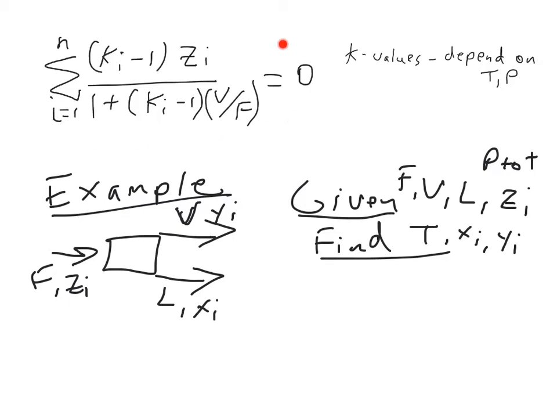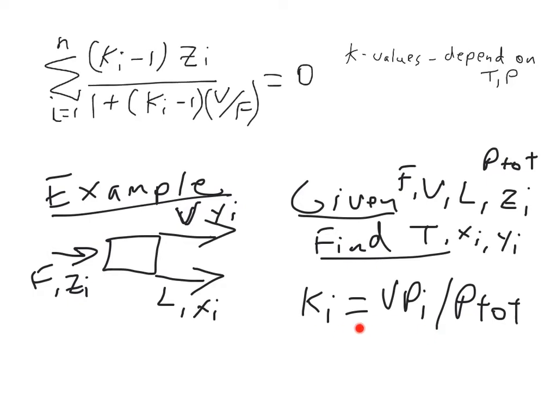Well, we need to use the Rachford-Rice equation up here, but we have to find a solution such that this whole thing on the left equals 0. And to do this, we can't go about solving for V over F because that's given to us. Instead, the unknown variable in this equation would be the K values. We know everything in this equation except the K values. Well, what do we do? The K values depend on the temperature.